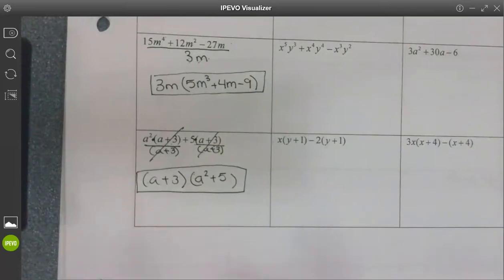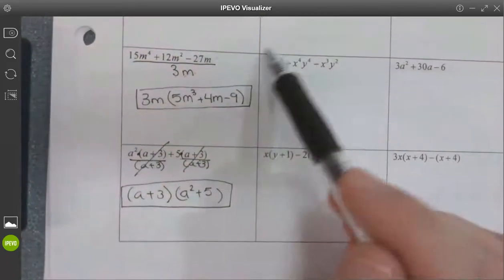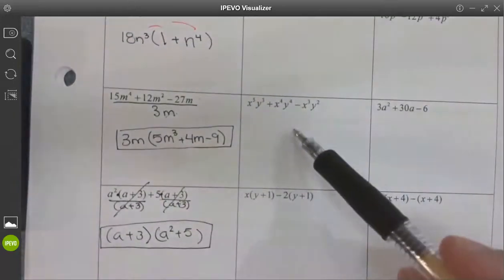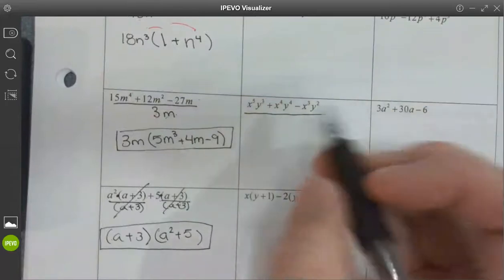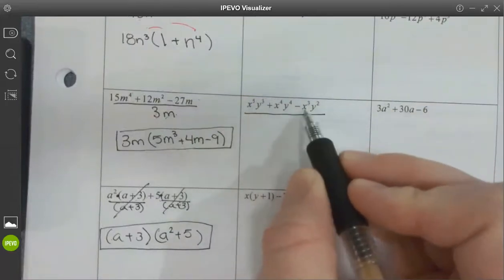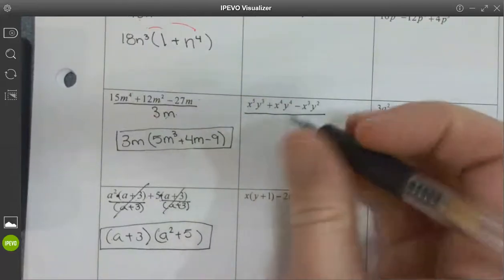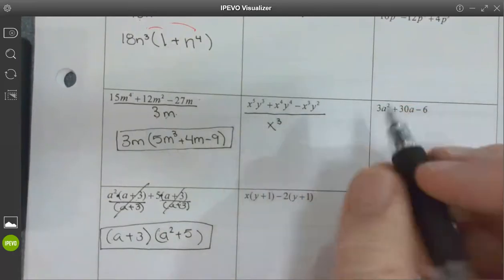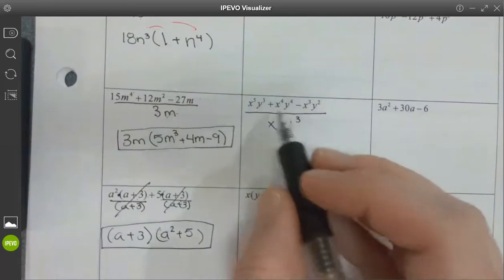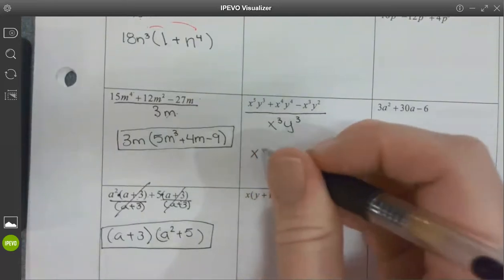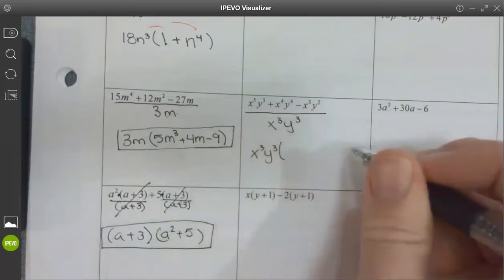There's one more I want to look at with you, and then I'll let you try a few on your own, and that's just with more than one variable. So let's look at this xy problem here. So I don't have any integers to worry about. For my x's, again, I have to go to the smallest amount. That's the most I can take out. So I have x cubed, and then y cubed is the smallest I can take out for my y. So I have x cubed, y cubed that I can factor out.